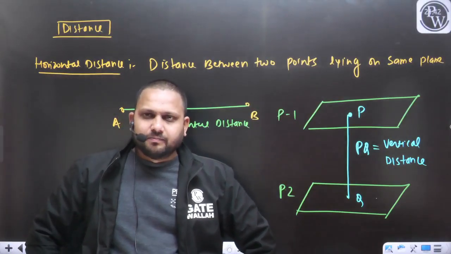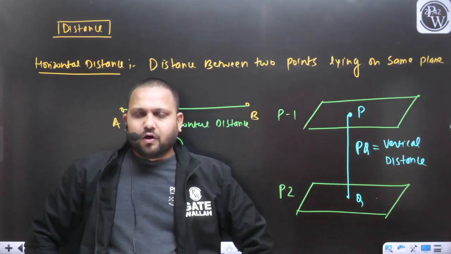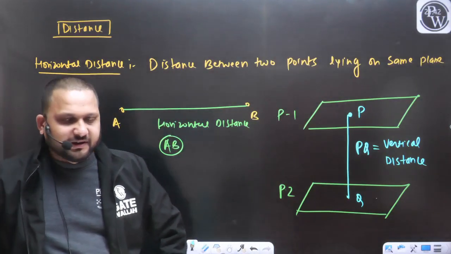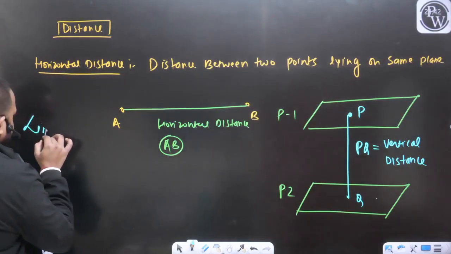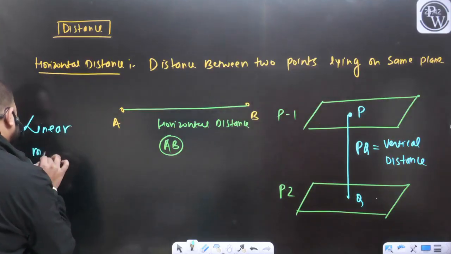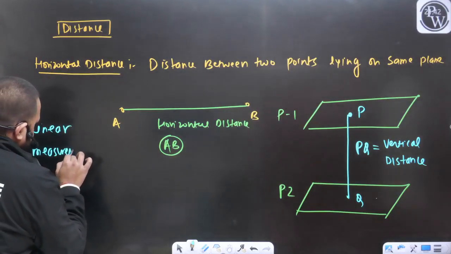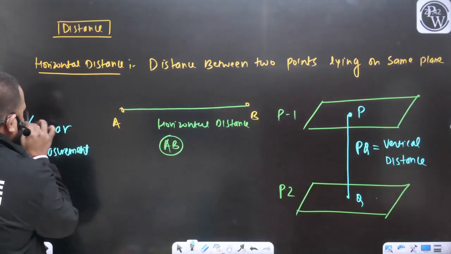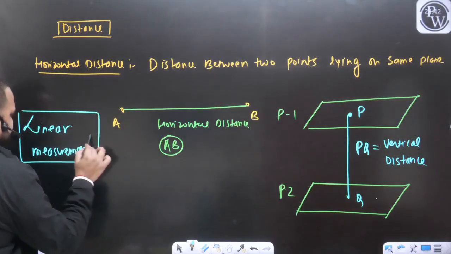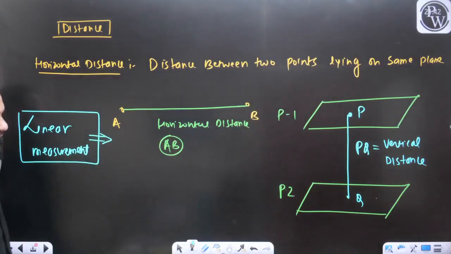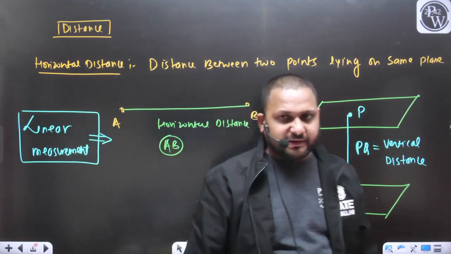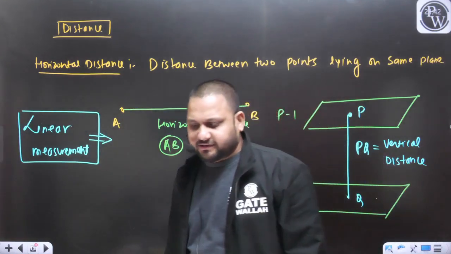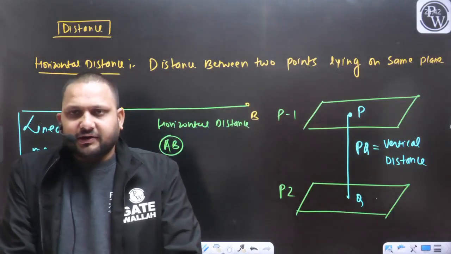Everyone please confirm. What is the horizontal distance, what is the vertical distance, and the measurement of both, what are you going to call it? Linear measurement. In the case of linear measurement, we will measure the horizontal distance as well as the vertical distance.